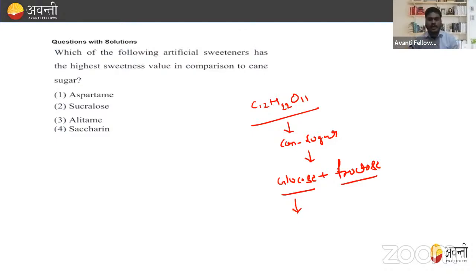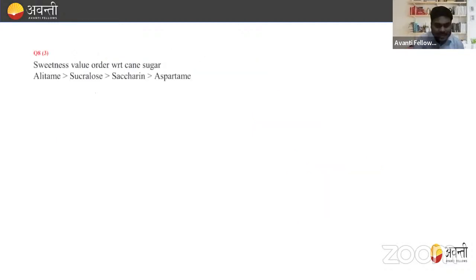Okay, so let's come back to the topic, that is, which of the following artificial sweeteners has the highest sweetness value in comparison to cane sugar? So aspartame, sucralose, alitame, and saccharin. Sweetness value order with respect to cane sugar is: most is alitame, then sucralose, and then saccharin. And what is the least, beta? Aspartame.